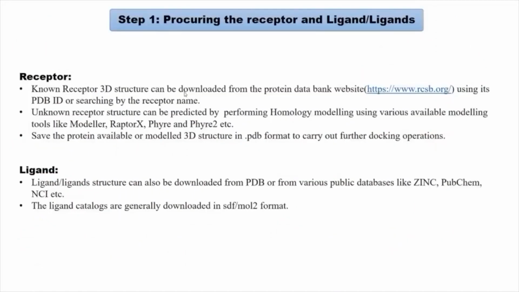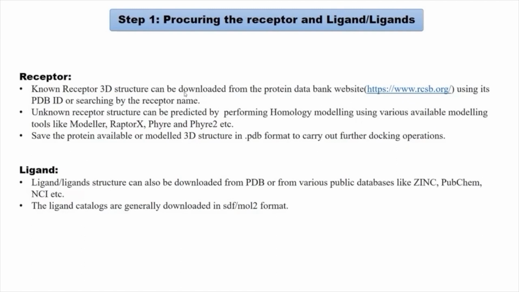The 3D structure of the receptor can be downloaded from the Protein Data Bank site given here, and it should be downloaded in PDB format. If the structure of the receptor is not known, then we can predict it by modeling the structure using various software like Modeler, Raptor X, or Phyre2. For the ligand, we can download it from PDB as well as from various other public databases like ZINC database, SpiderCam, PubChem, NCI, and various others. We need to save the ligands in SDF or Mol2 format.